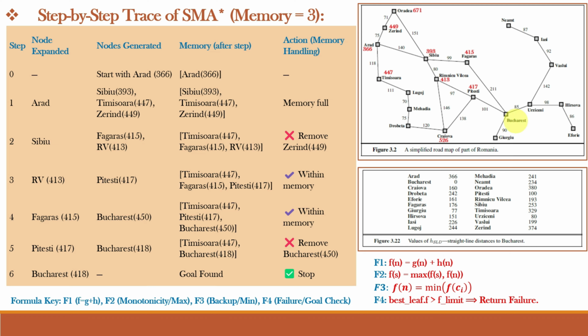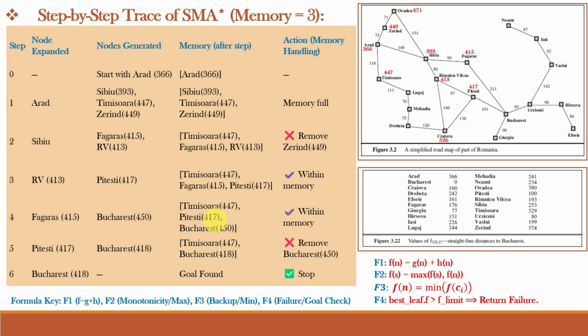Fagaras directly generates Bucharest with G cost of 140 plus 99 plus 211, which is equal to 450. And heuristic value for Bucharest to Bucharest is obviously 0. So using this formula, F is equal to G plus H, G is equal to 450 plus H is 0, which is equal to 450, and using formula F2, F of Bucharest is equal to maximum of Fs is 415, 450. So maximum is 450, and now memory stores Timisoara, Pitesti and Bucharest. And after this step, we are within memory.